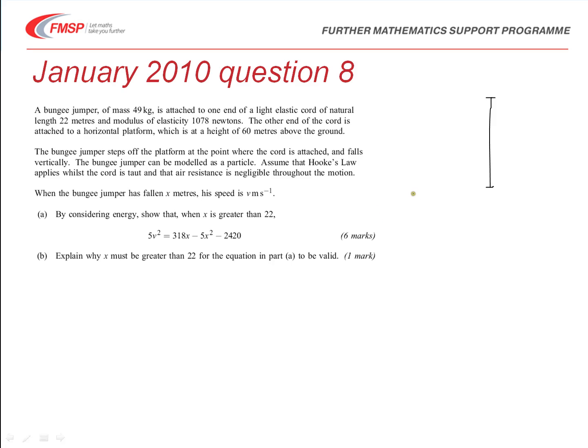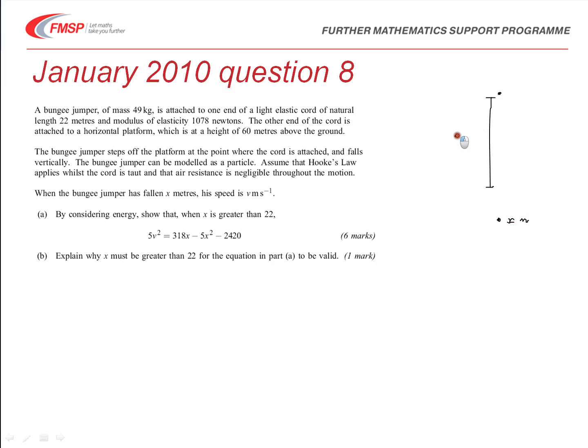So what we have here is a bungee jumper of mass 49 kilograms attached to the end of a light elastic cord of length 22 meters, and its modulus of elasticity is 1078. The bungee jumper stands on a platform and falls down towards the ground 60 meters below, and the distance that the bungee jumper falls is x meters. So the bungee jumper has fallen down to this point here, so this is x meters down.